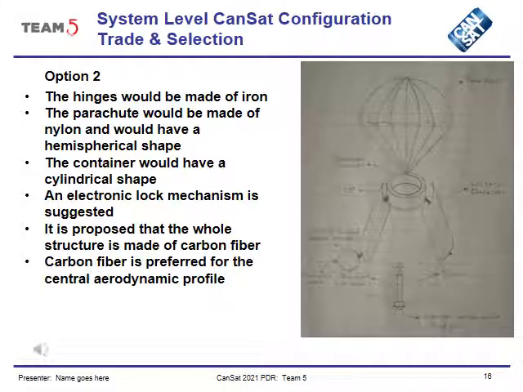And here we have option 2. The hinges would be made of iron. The parachute would be made of nylon and have a hemispherical shape. The container would have a cylindrical shape. An electronic lock mechanism is suggested. It is proposed that the whole structure is made out of carbon fiber. Carbon fiber is preferred for the central aerodynamic profile in this case.